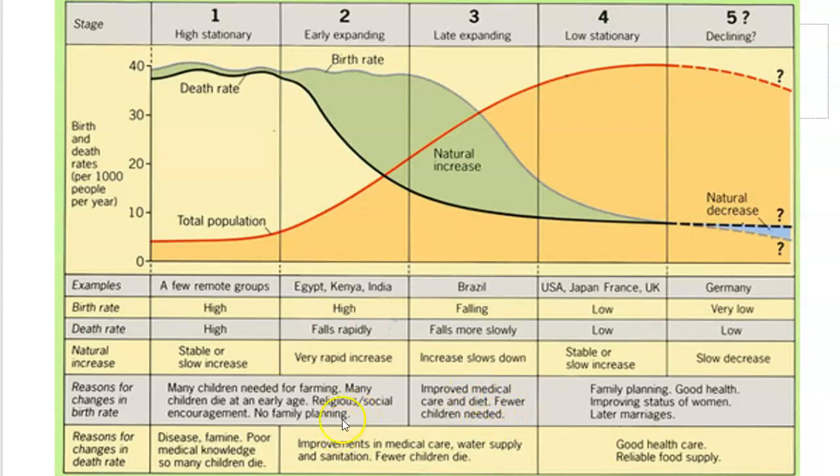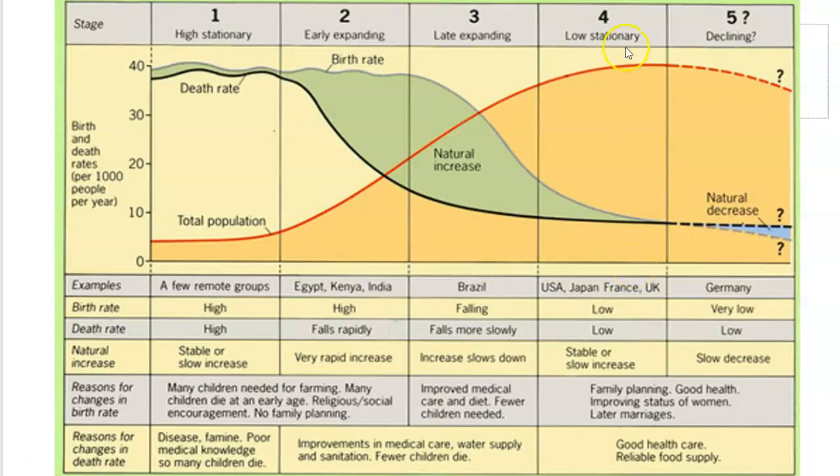So whereas in stage 2, you see a booming of many kids, you see fewer kids needed when we're moving into stage 3. Now for stage 1, a lot of the reason that the death rate was so high was because of disease, famine, poor medical knowledge. A lot of children were dying for that reason, but in both stage 2 and 3, we see that the population is increasing due to medical care, access to clean water, and sophisticated sanitation systems. And then you also see that fewer children are dying.